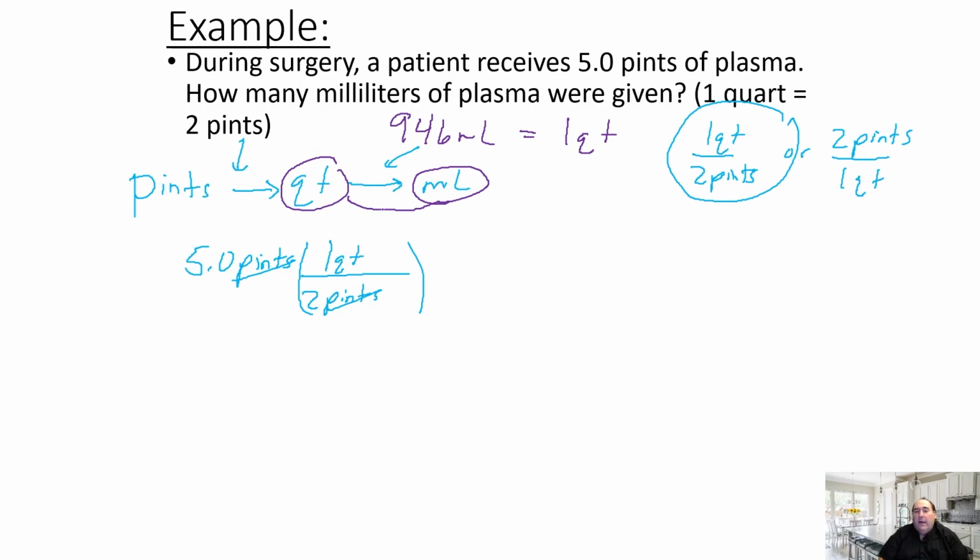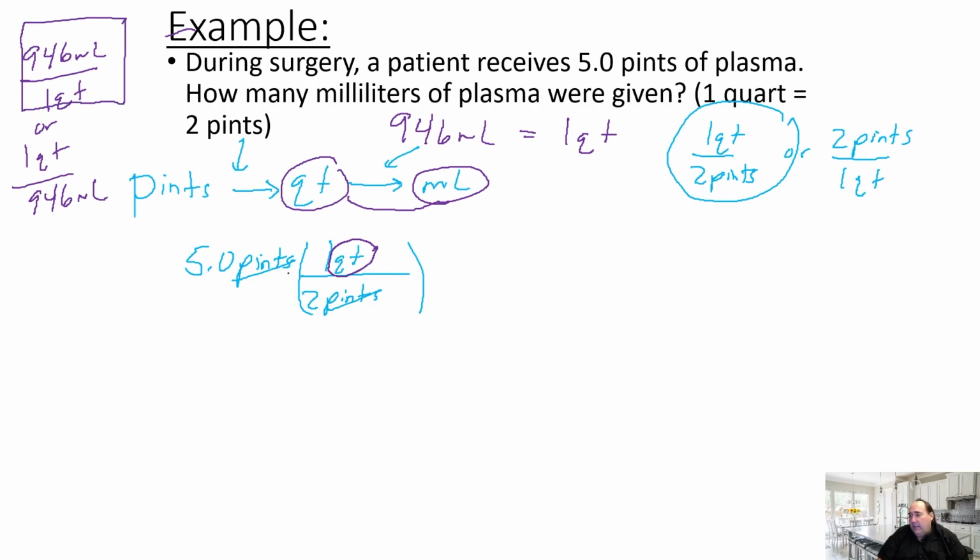We're going to use our other equality as a conversion factor here. And again, we could go 946 milliliters over 1 quart. Our 1 quart is 946 milliliters. So now setting this up with dimensional analysis, we can clearly see quarts are up on top. So that means we will use the conversion factor on the left, with 1 quart on the bottom, 946 milliliters up on top. We will get rid of our quarts, and that leaves us with milliliters.